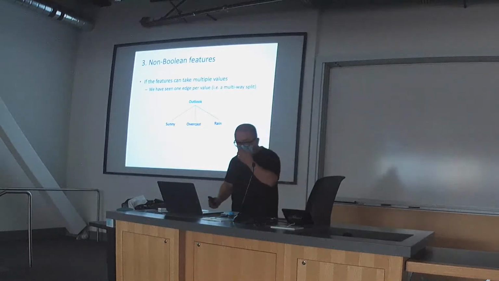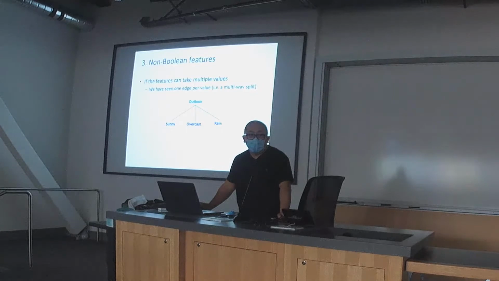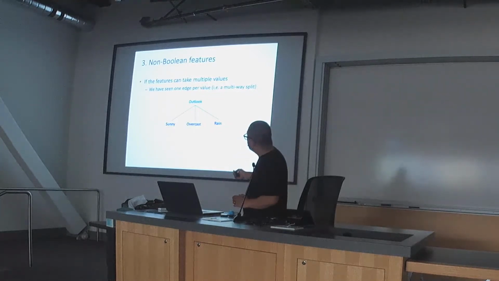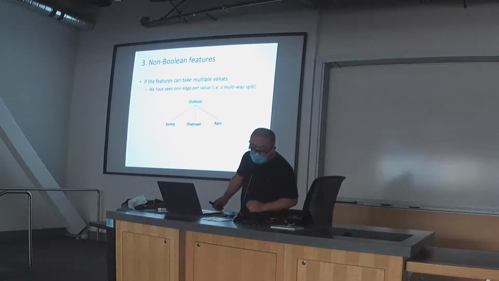So the next thing we want to talk about is how to deal with non-Boolean features. We know that if your features are categorical and have multiple values, when you select that feature to split on the data set, you're going to have multiple branches. In our example here, if you use Outlook to split the data set, Outlook can take 3 distinct values, meaning that you're going to have 3 branches. You split the current data set into 3 subsets.